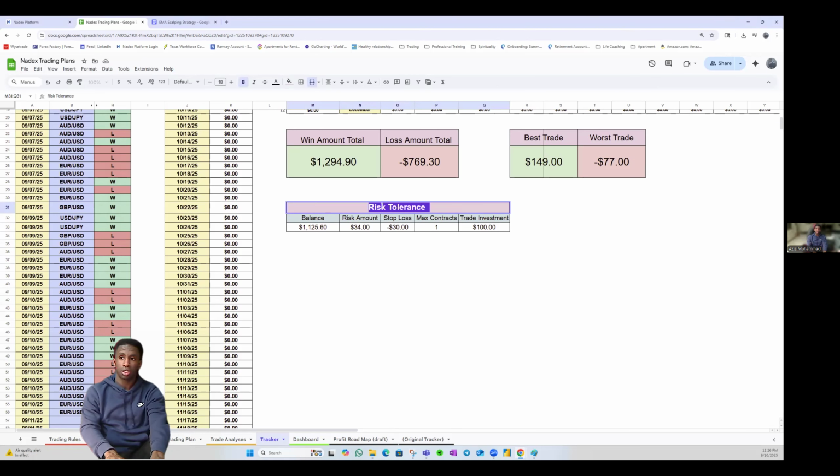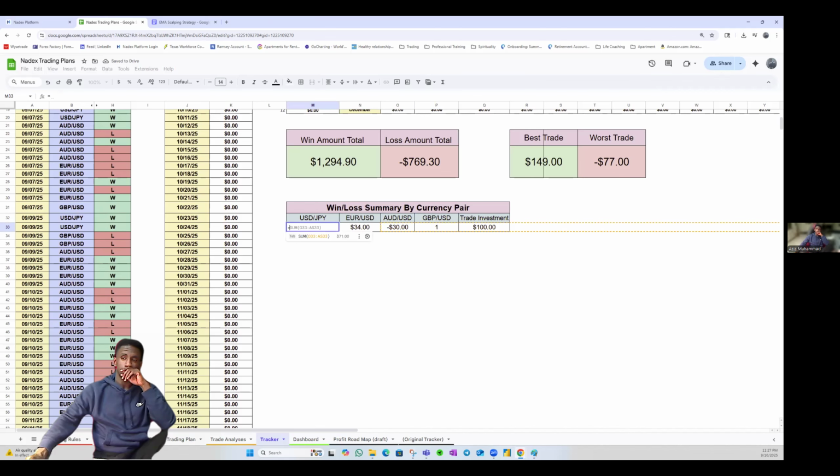We're gonna go here, win loss summary, currency. You don't even gotta be here, bro, we just putting it here. Okay, let's see. I'm gonna put EUR USD, AUD USD, GBP USD. Those are the ones that I focus on. Okay, so we'll come here.